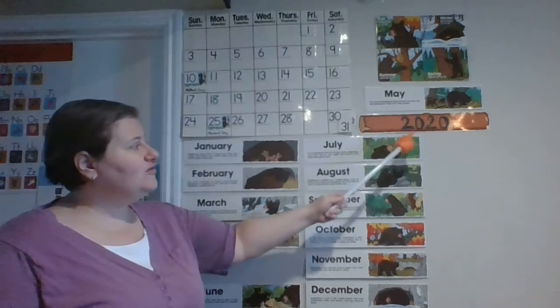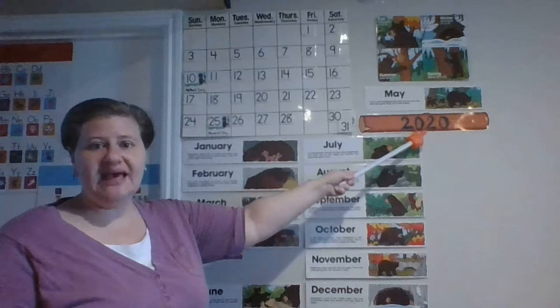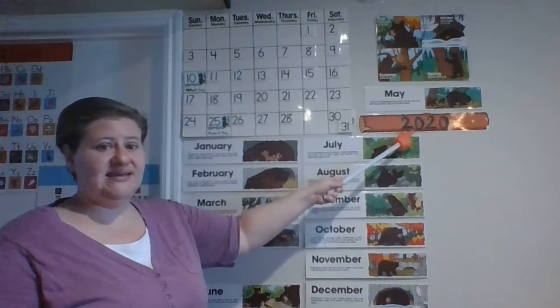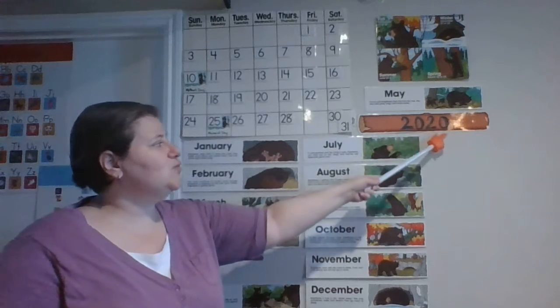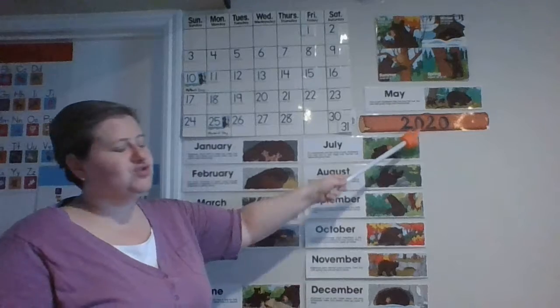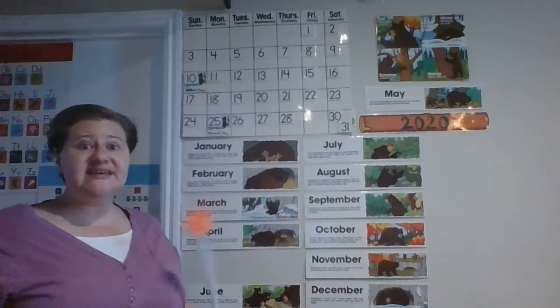And then over here is our year. That's what comes last when we're saying our date. So our year is 2020, or 2020, sometimes we say. So 2020. All right, so I'm going to say the whole date together.